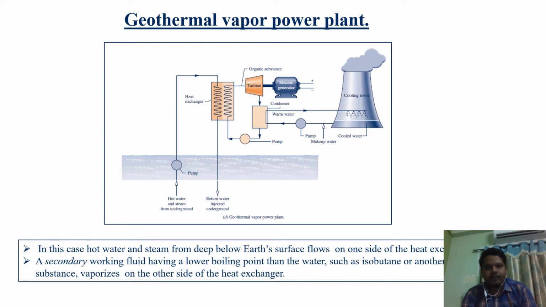So if you take the geothermal, here we are getting the heat from the underground. If you take the nuclear power plant, we are getting the energy from the nuclear vessel. If you take the solar power plant, we are getting the energy from the solar. If you take the fossil fuel, we are getting the energy from the coal. So these are the main differences between all these four power plants, but the common thing is the same cycle. All these four plants are operating on the Rankine cycle.